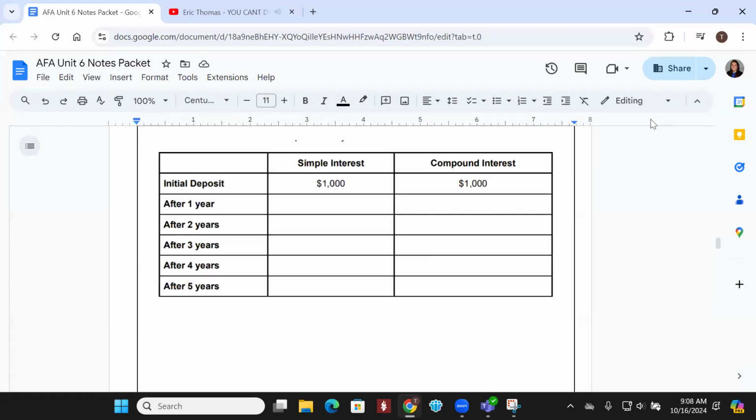All right, simple interest. Remember, you're multiplying the principal times the rate times the time, and then adding it to the original principal. Okay, so for simple interest column, you should have got 1,050, then 1,100, and then 1,150, and then 1,200, and then 1,250. Right? Okay, you notice how this is going up by a consistent amount? Okay, it's linear, right?